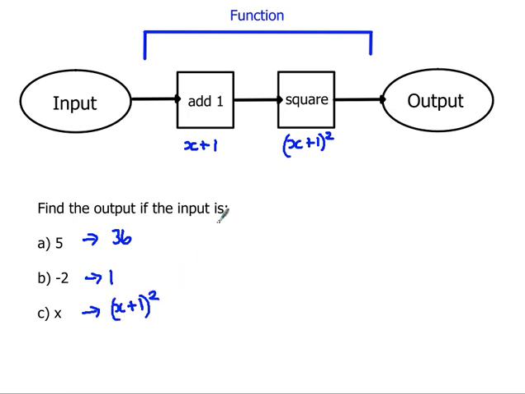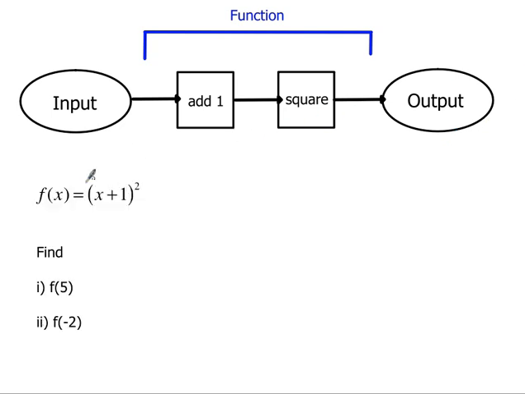Now, this is important because in function notation, we'll write that as the function when the input is x, it gives you an output of x plus 1 all squared. And that's what the function notation tells us. It tells us we've got a function, which here is the instructions add 1 and square it. And when the input was x, we got an output of x plus 1 all squared.